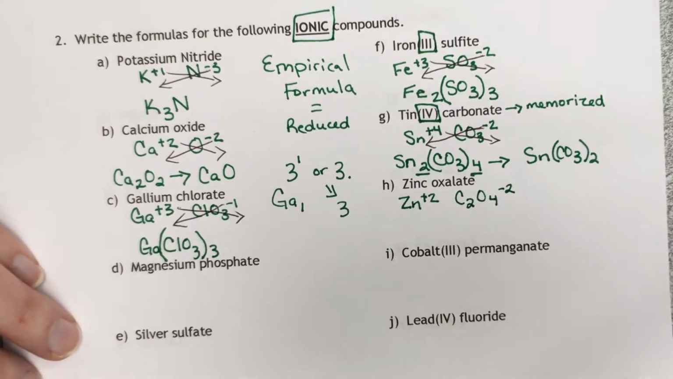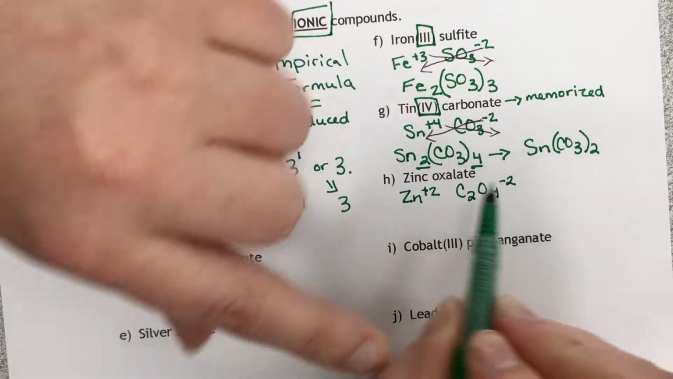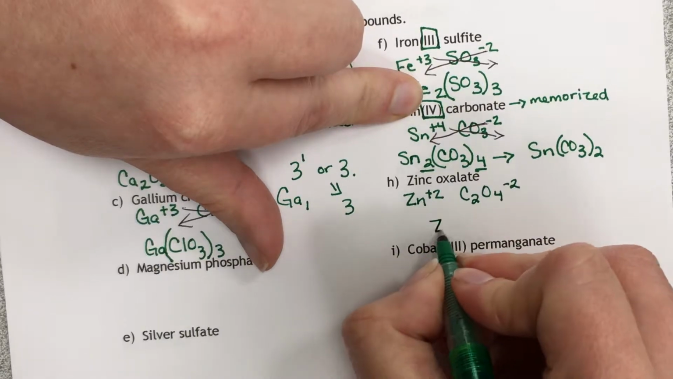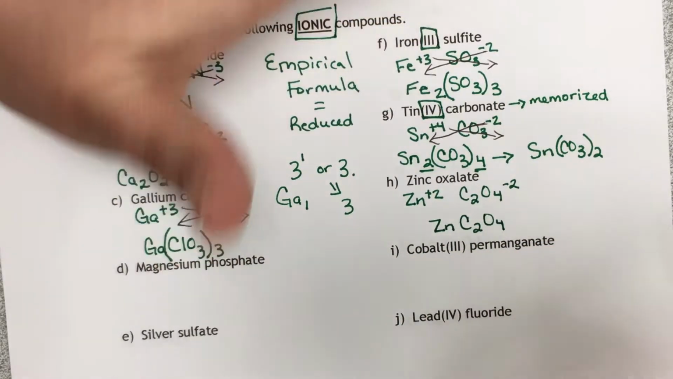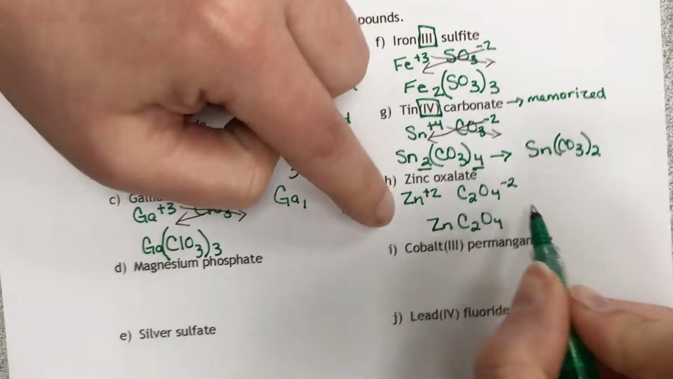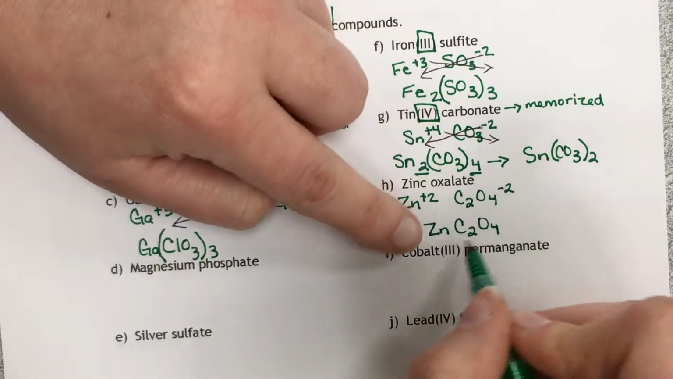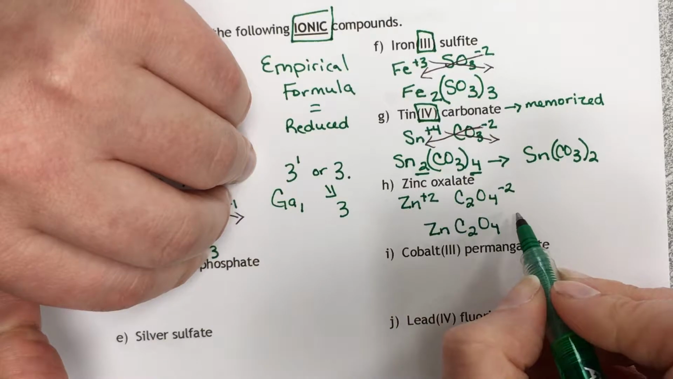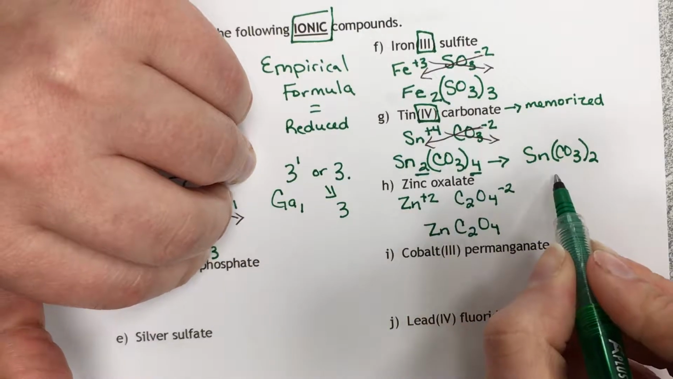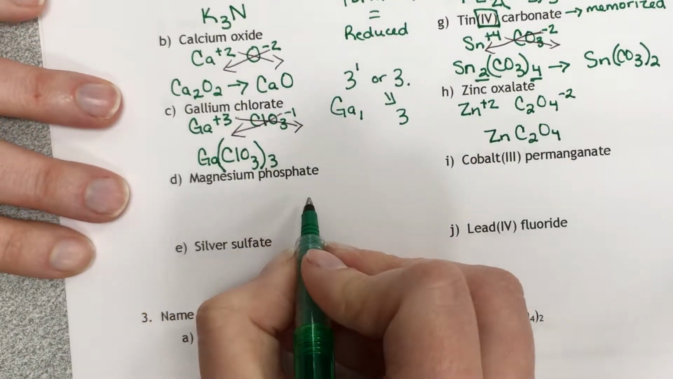You can either keep doing this cross method, or you can just look at it and say, we have a +2, we have a -2, they're going to cancel each other out, so it's just going to be ZnC2O4. You could do it that way. Once you get comfortable, you say, okay, this side's -2, this side's +2, they'll cancel each other out, so it's a 1-to-1 ratio. Or you can continue to do the cross method and then get this and then reduce it. Whatever is more comfortable with you. Doesn't matter.